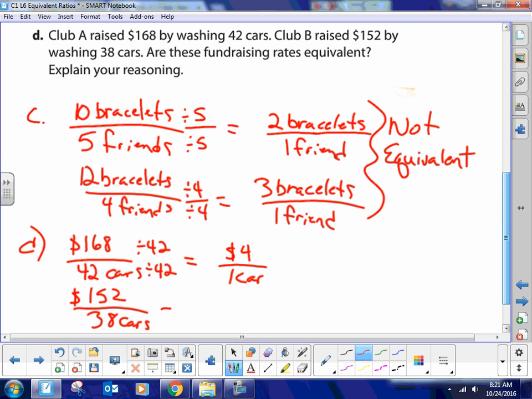All right, I did the same thing over here. Put this over here, okay. I'm going to divide each of these by 38. This is 1 car, we know that. We set it up so we get it down to 1 car. And now we look at 38 and we go, well, that could be 4, right? Let me see, 4 times 8 is 32, carry the 3. 4 times 3 is 12, plus 3 is 15. So this is $4 a car also, okay? So these are equivalent.